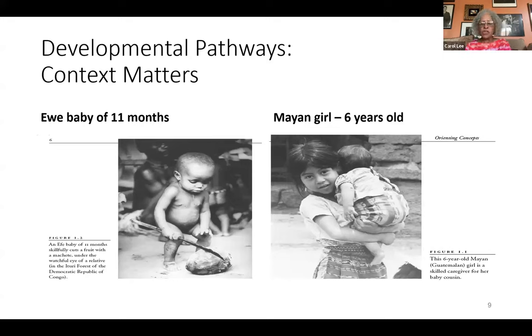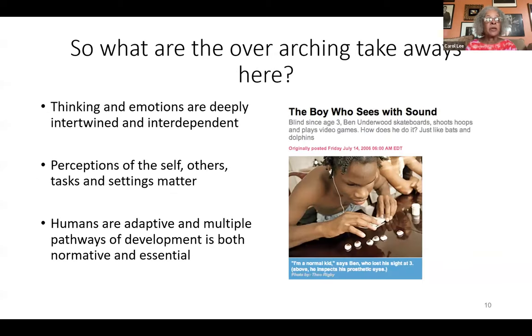These two images come from work of Barbara Rogoff, her book, The Cultural Nature of Human Development. I show them simply as clear empirical evidence of the diversity of pathways of development across the world. So on the right side, there's an Efe baby from Ghana who has a machete, 11 months old, and is able to manipulate that in terms of getting food. If you saw this image with your neighbor, you'd call the Department of Children and Family Services, because we presume this is not developmentally possible for children, but it certainly is. On the left side, the Mayan girl who is a caretaker at 6 years old of her infant sibling.